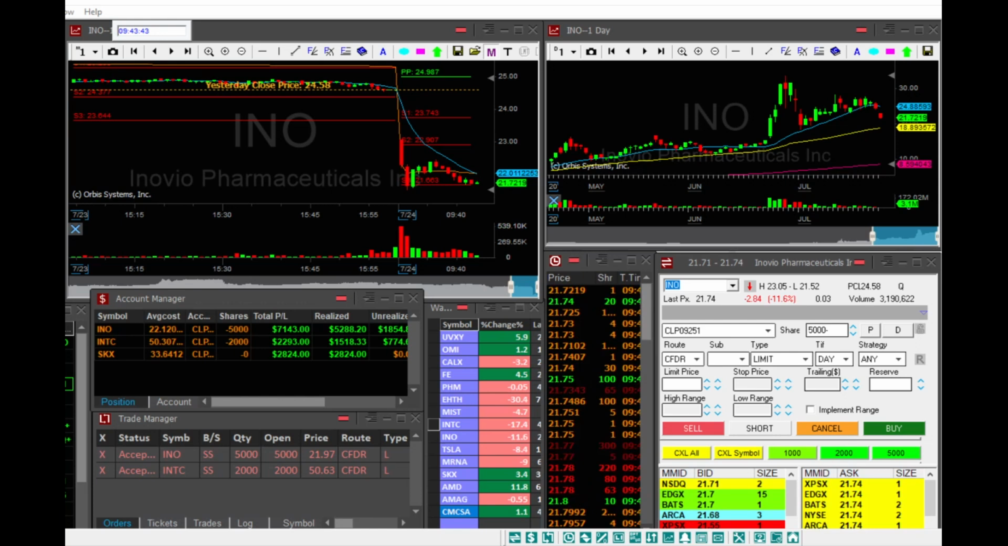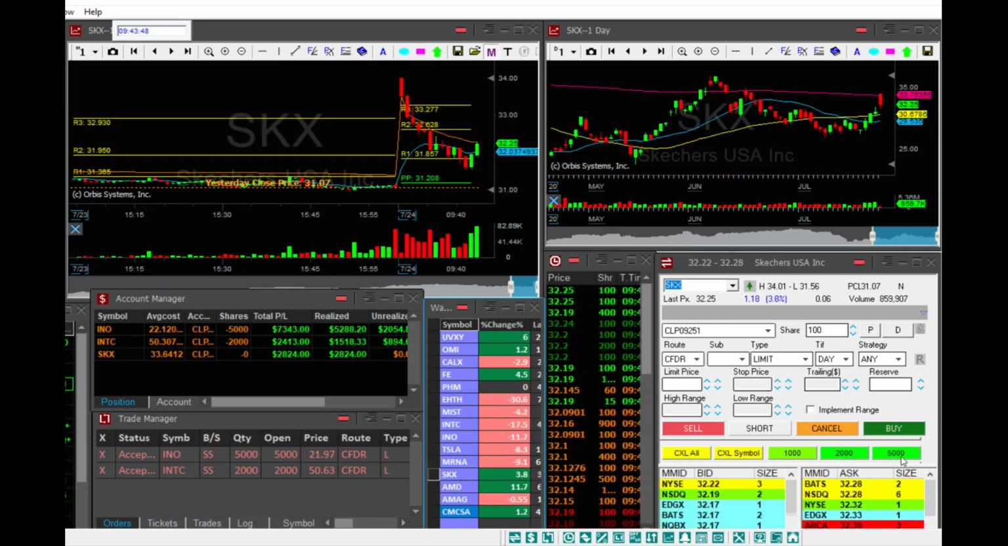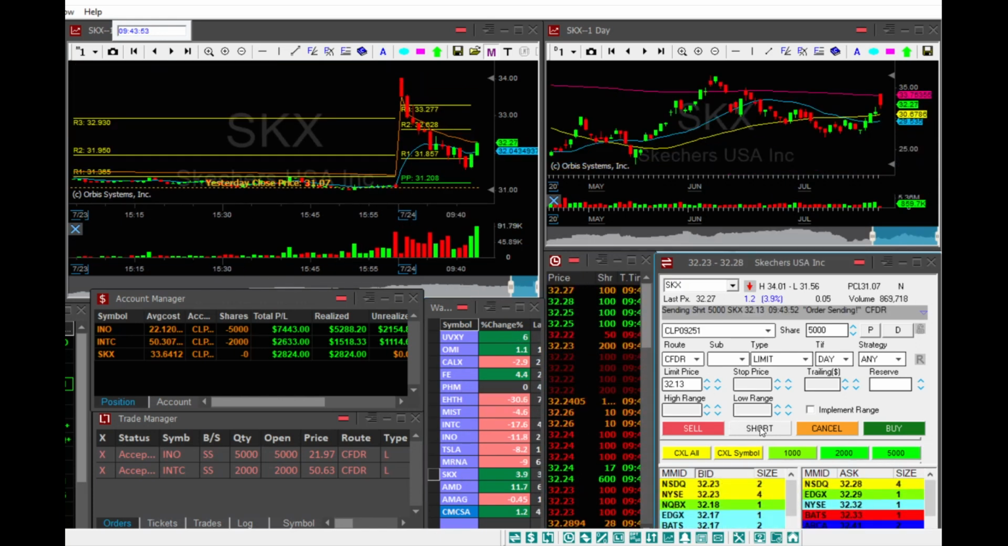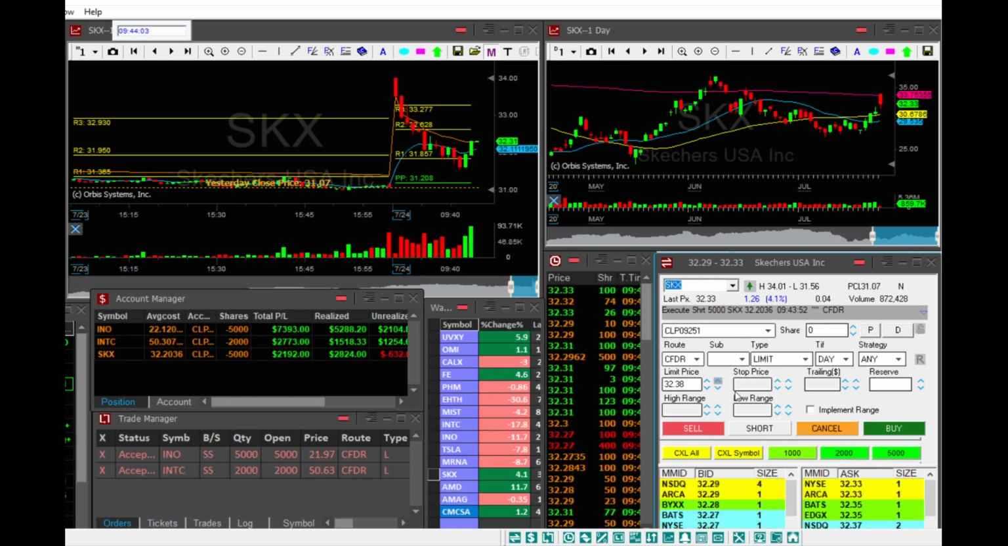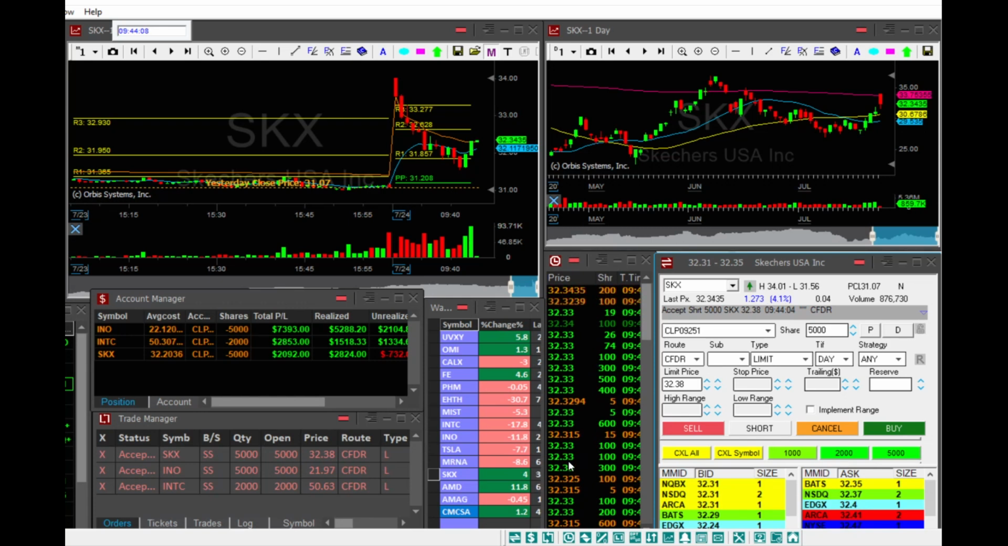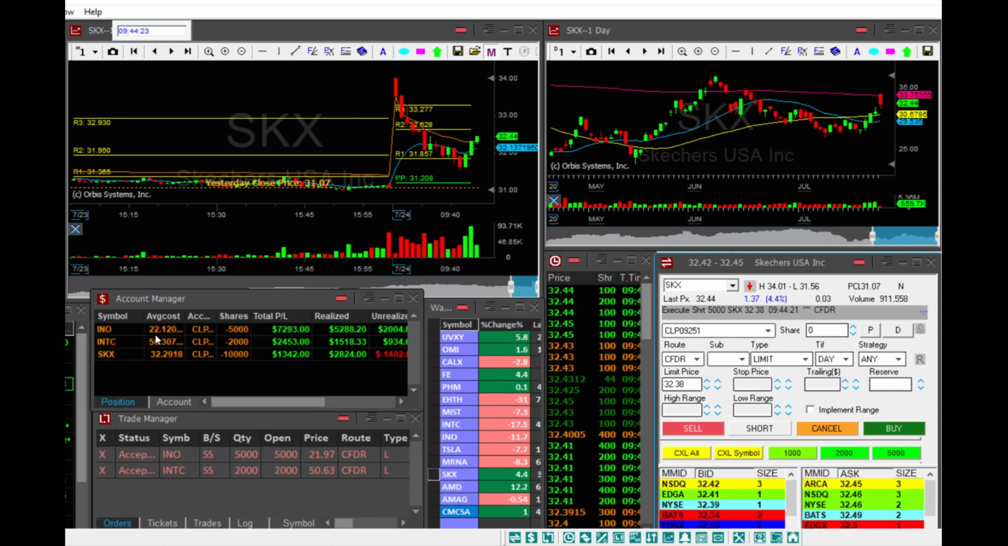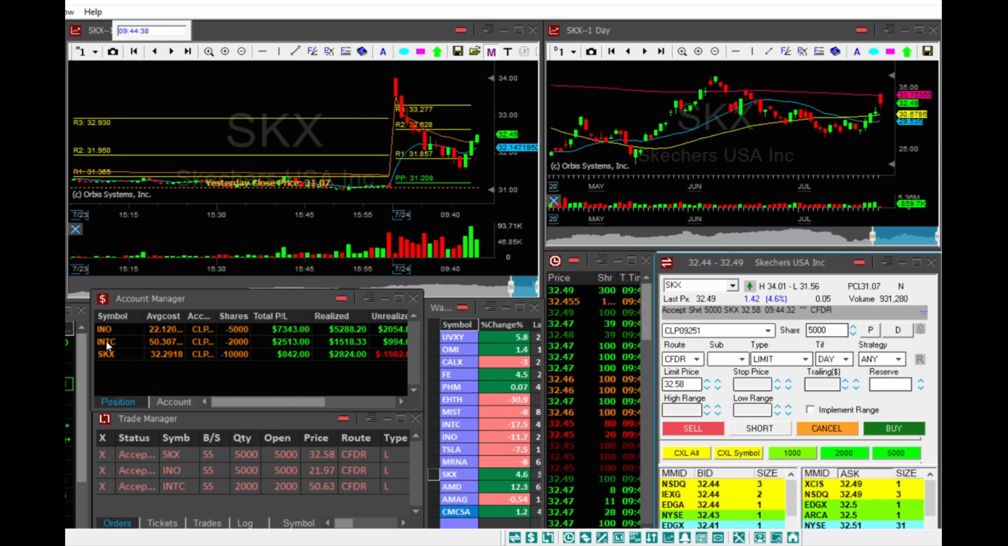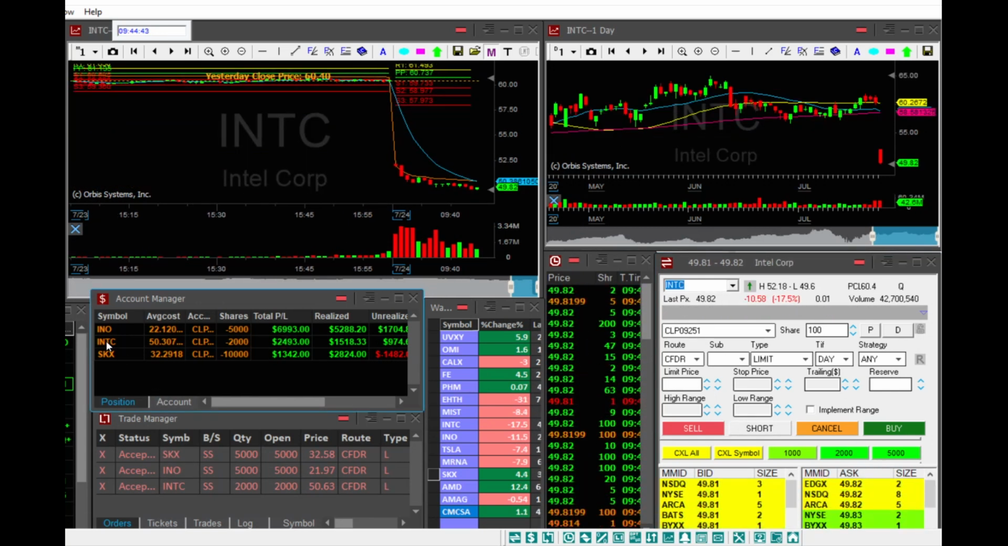INO, it wants to bounce. SKX, I'm going to start another short on this bounce, 5,000 shares at 32.20. I have a lot of room to add because of my first trade's winners. So I will use that profit as a pillow to start another position. I added one more time. My average is at 32.29.